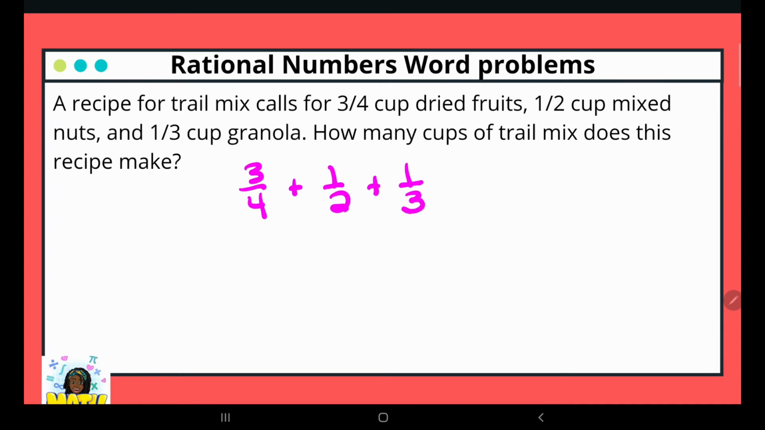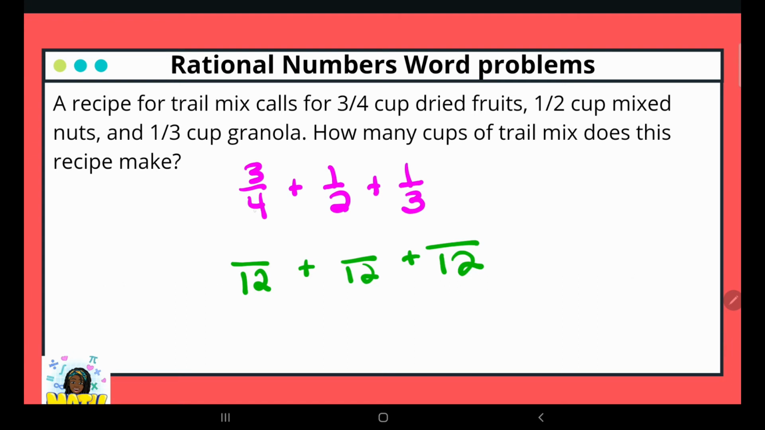Now, you know the rules for adding and subtracting fractions require you to have a common denominator. So we have to figure out what's the common denominator for 4, 2, and 3. And not just any common denominator, but the lowest common denominator. So here it's 12. So we're going to go ahead and convert each of these fractions to that denominator.